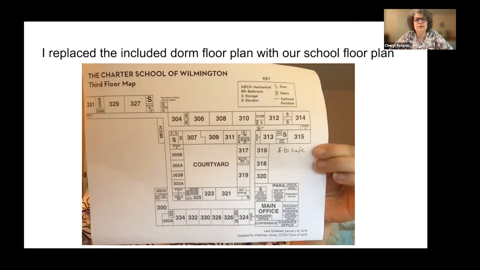We do have the square with two dog legs, the upper left-hand corner, 327, 29, 31, that's our physics wing. And then the top right corner, 312 through 315, is our chemistry wing. And again, it's not quite to scale, but at least the kids get a sense of the building as we know it.